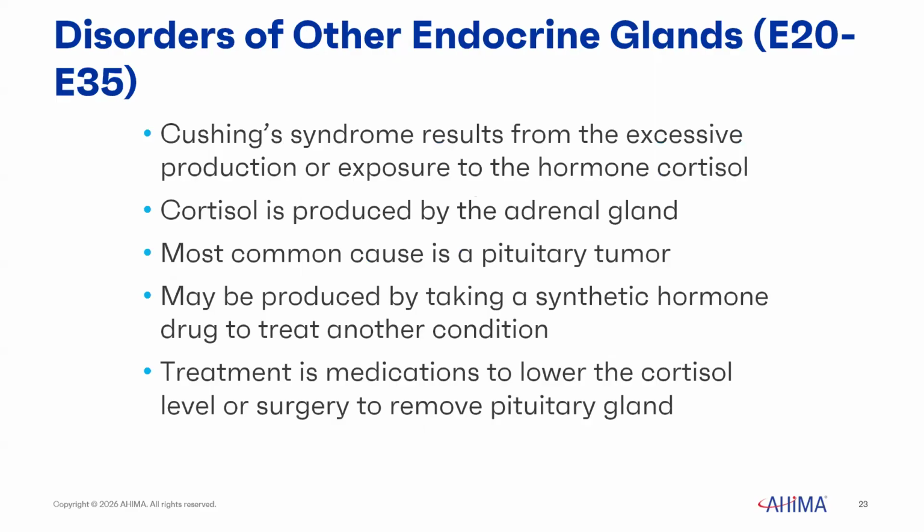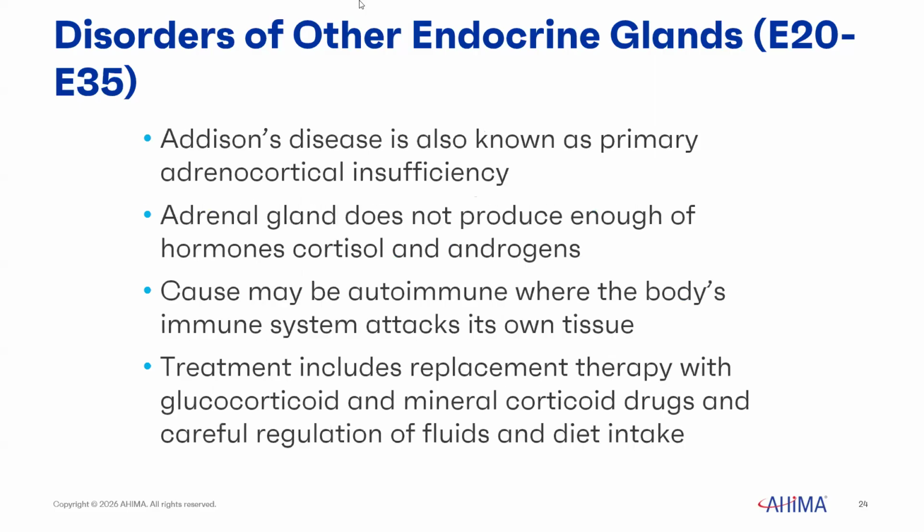Cushing syndrome results from excessive cortisol due to a pituitary tumor or synthetic hormone use. Treatment includes either medication or surgery. Addison's disease is primarily adrenal cortical insufficiency. The adrenal gland doesn't produce enough cortisol or androgens. The cause includes autoimmune disease. Treatment is hormone replacement and fluid regulation.